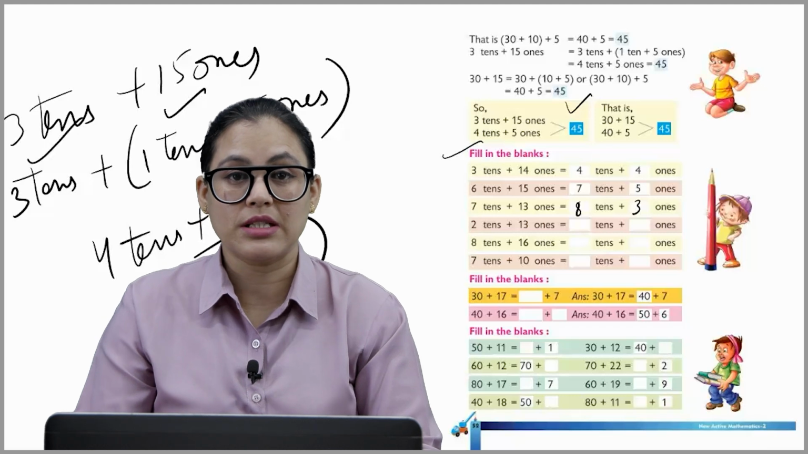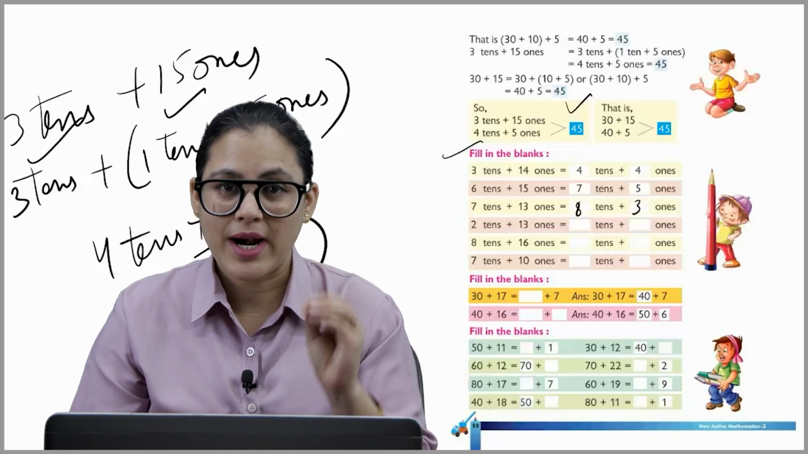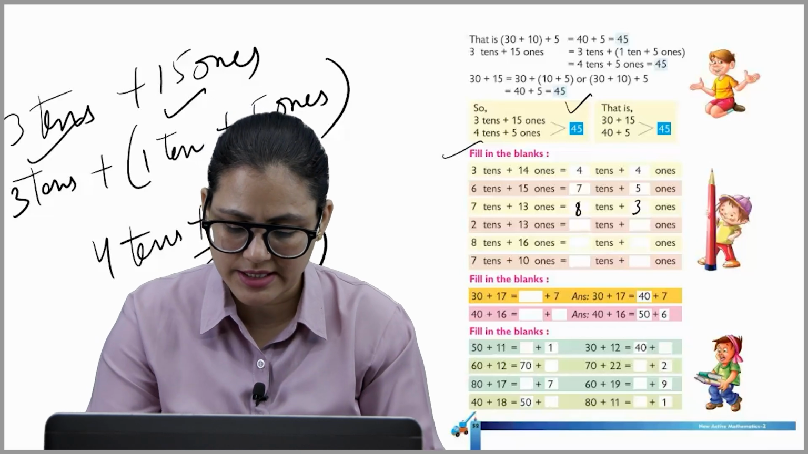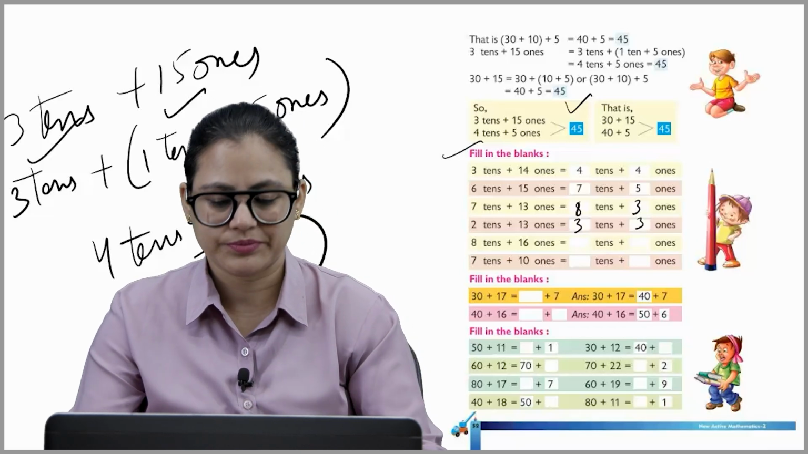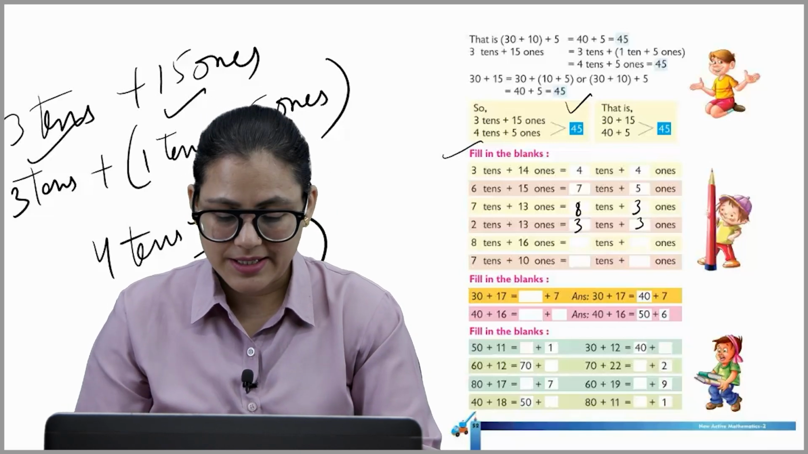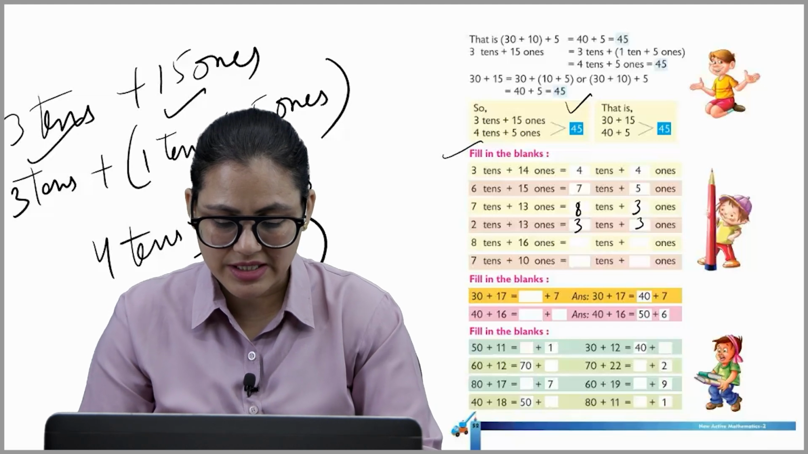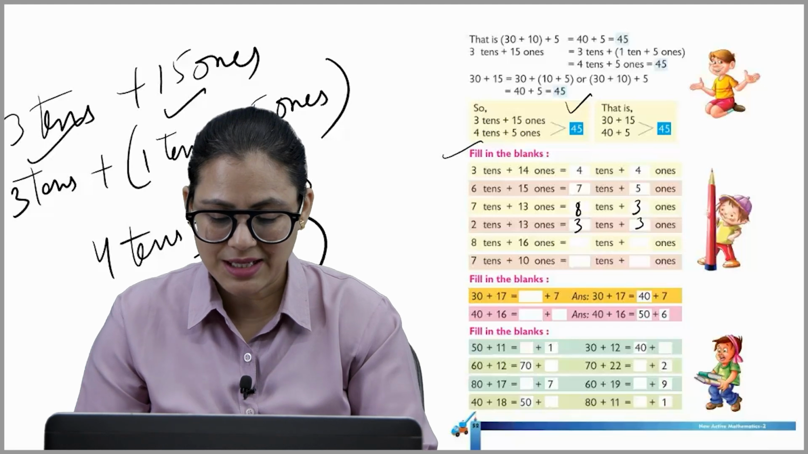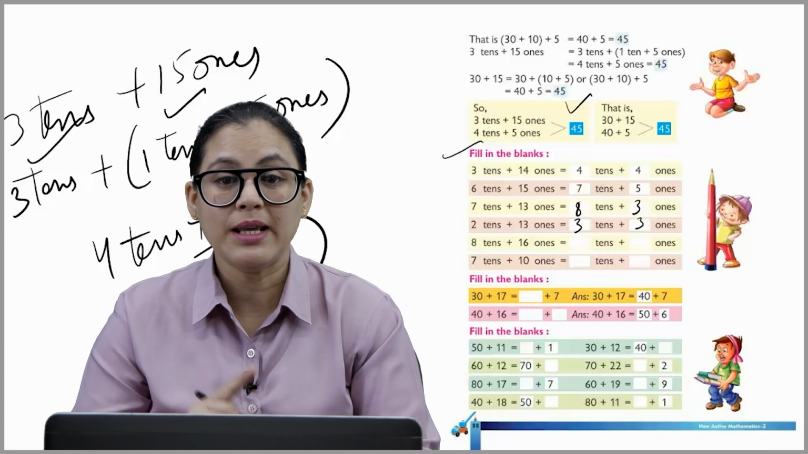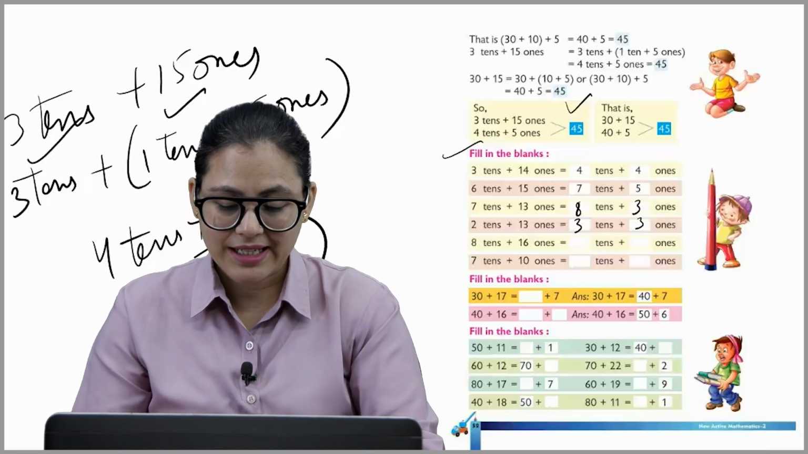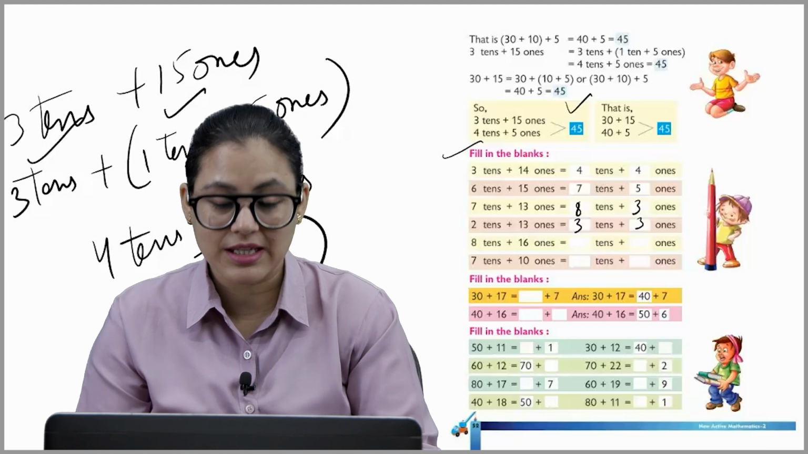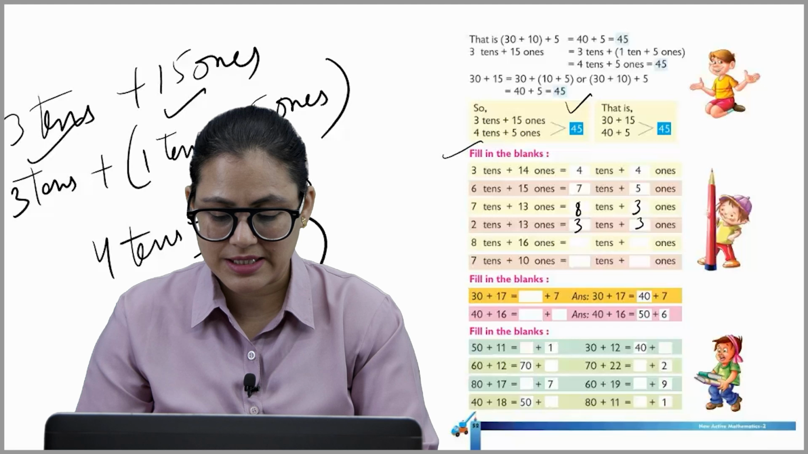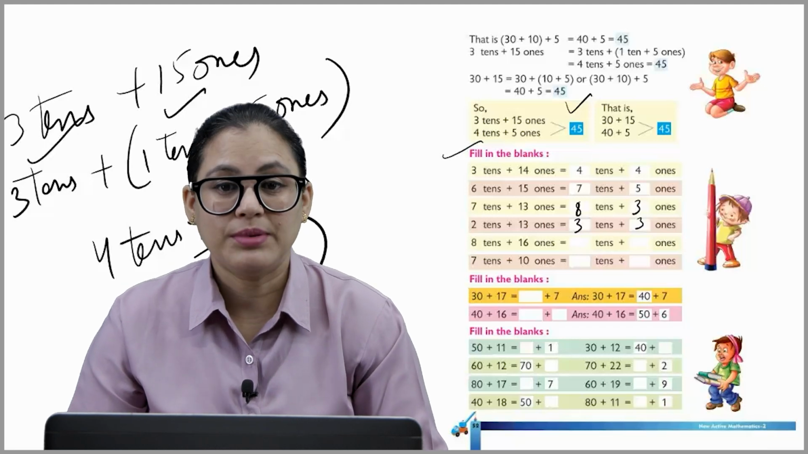2 tens plus 13 ones. 13 ones is 1 ten plus 3 ones. So 2 tens plus 1 ten means 3 tens and 3 ones. Next, see, 30 plus 17 is equal to dash plus 7. What is the answer? 30 plus 17 is equal to 40 plus 7. And next, 40 plus 16 is equal to dash plus dash. What will be the answer? 40 plus 16 is equal to 50 plus 6.